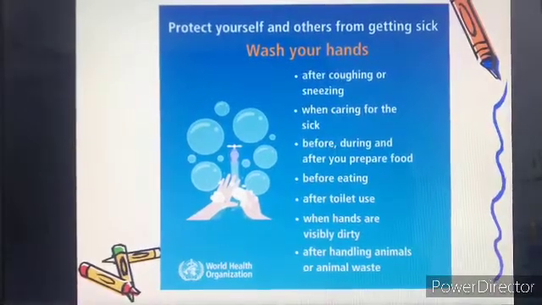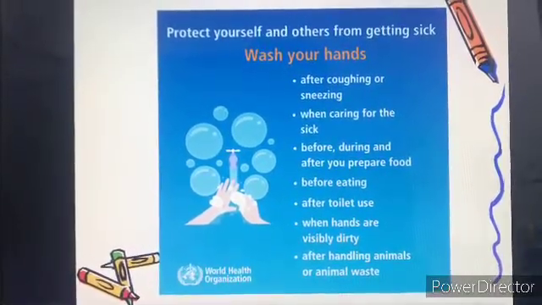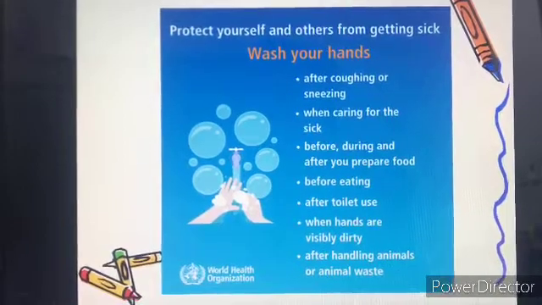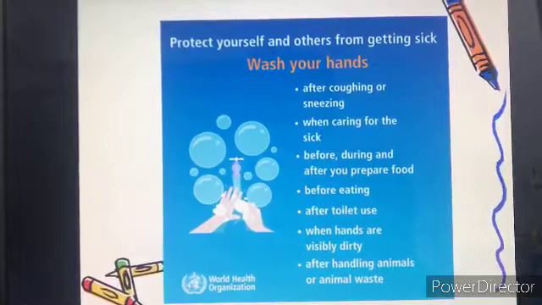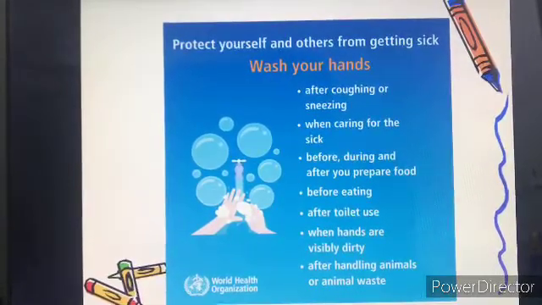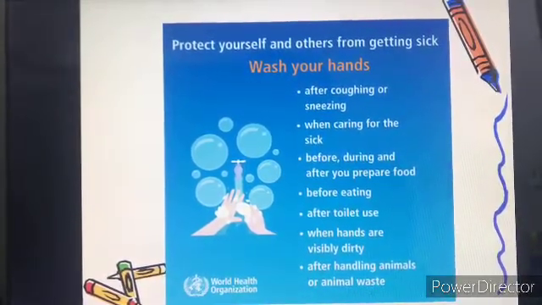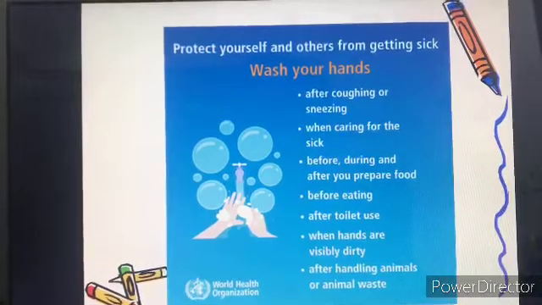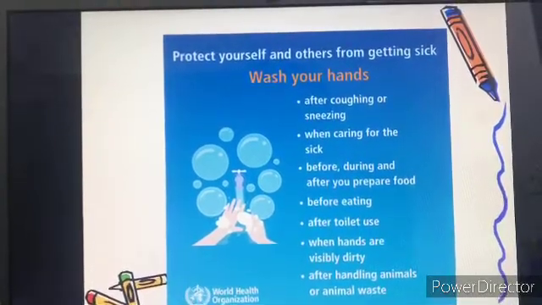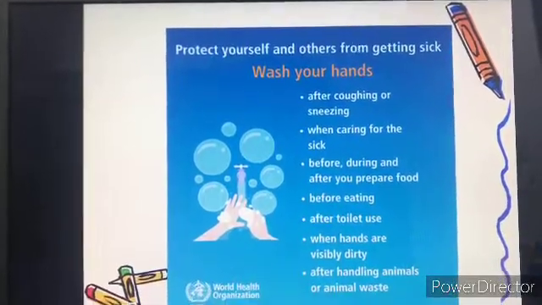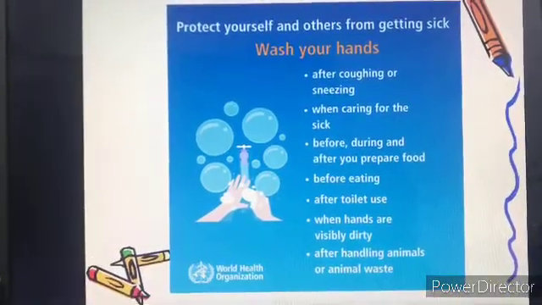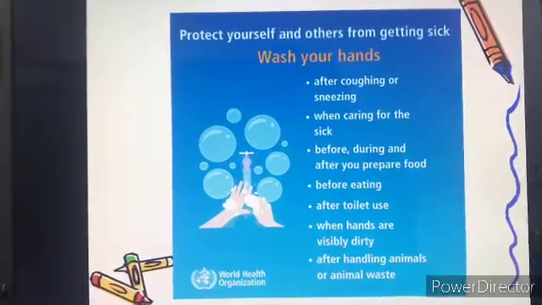But don't forget to protect yourself and others from getting sick. Wash your hands after coughing or sneezing, when caring for the sick, before, during and after you prepare food or eat food, before eating, after toilet use, when hands are visibly dirty, after handling animals or animal waste. Better to stay away from animals nowadays.